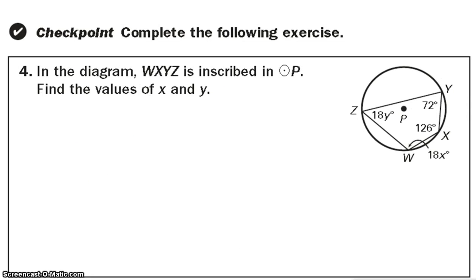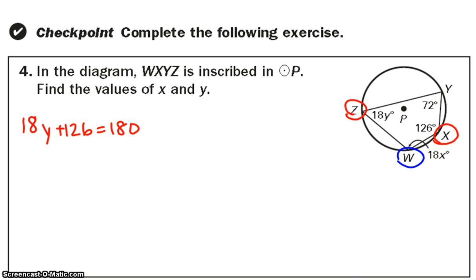Alright, and last but not least, we're going to use the theorem in regards to inscribed quadrilaterals. We know that in inscribed quadrilaterals, opposite angles must be supplementary. So here's angle Z. Angle W and angle Y are adjacent or next to Z. That means angle X is my opposite angle. So 18y plus 126 must be equal to 180 because opposite angles of an inscribed quadrilateral are supplementary. So all I have to do is solve for y here.